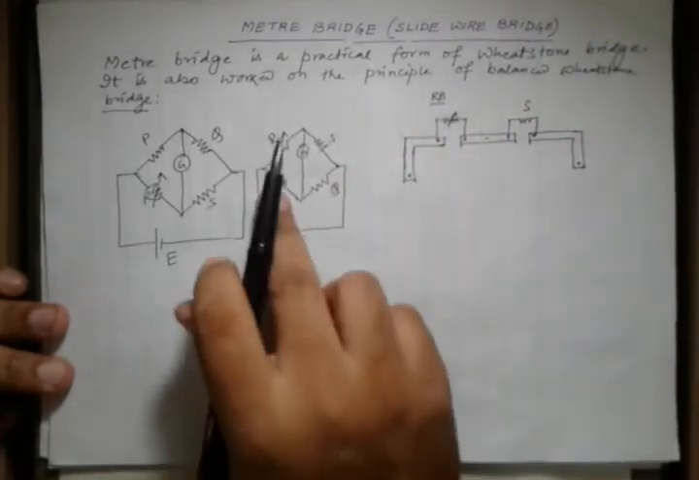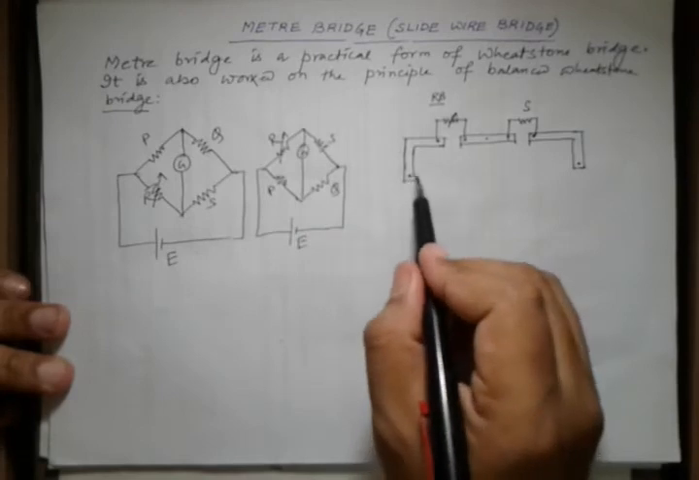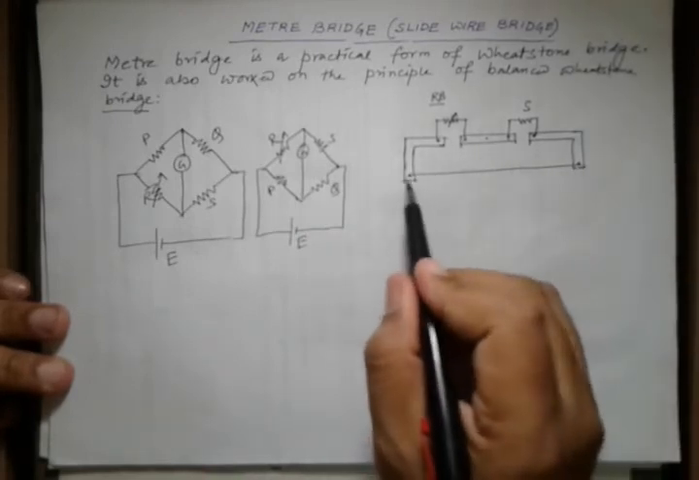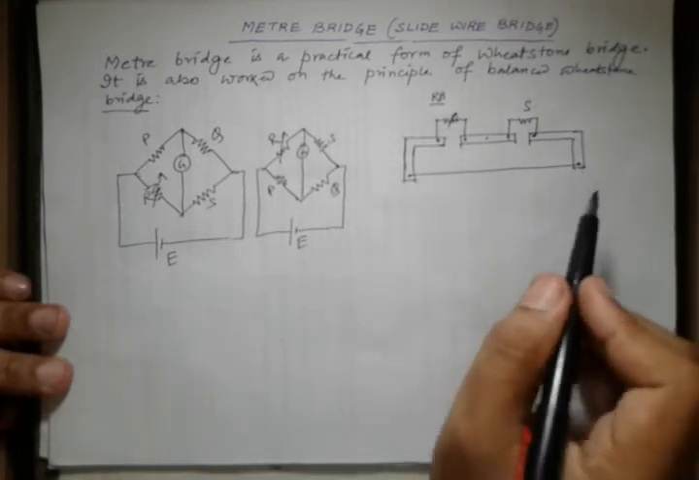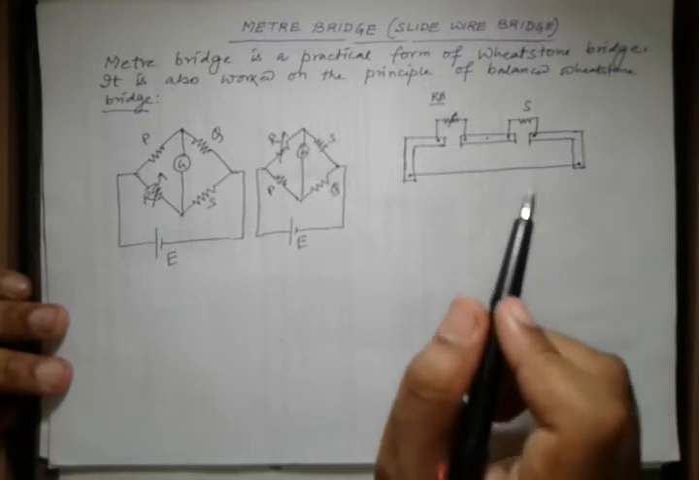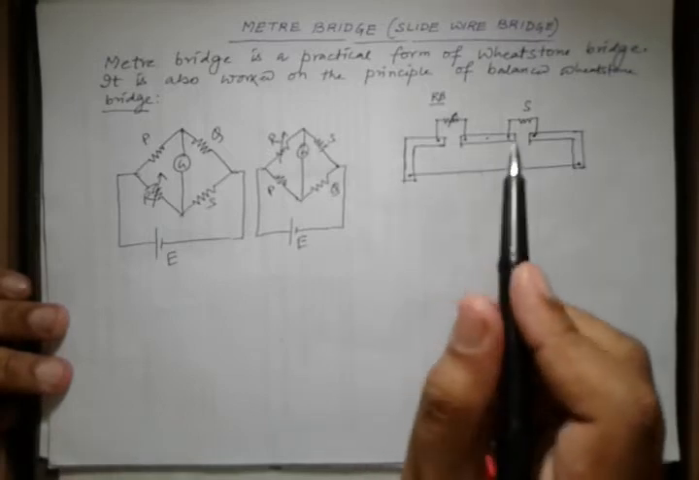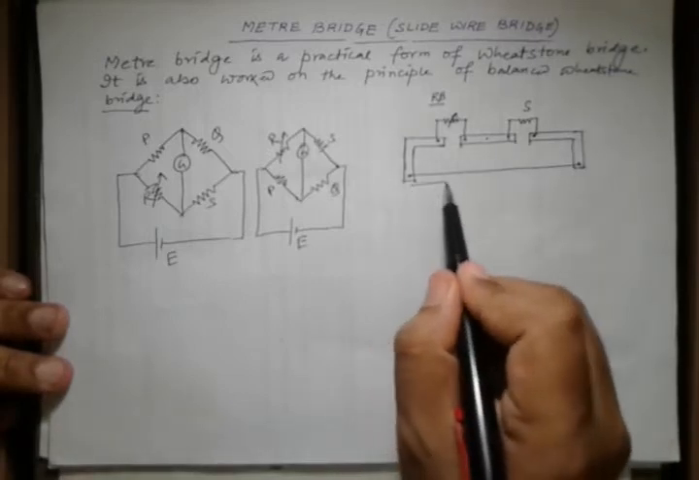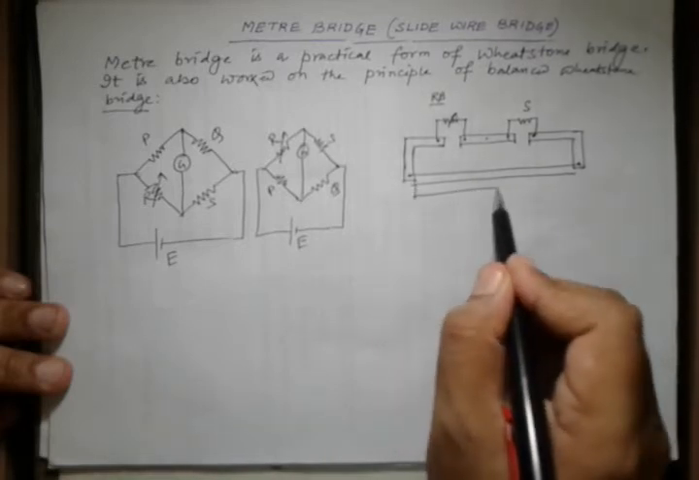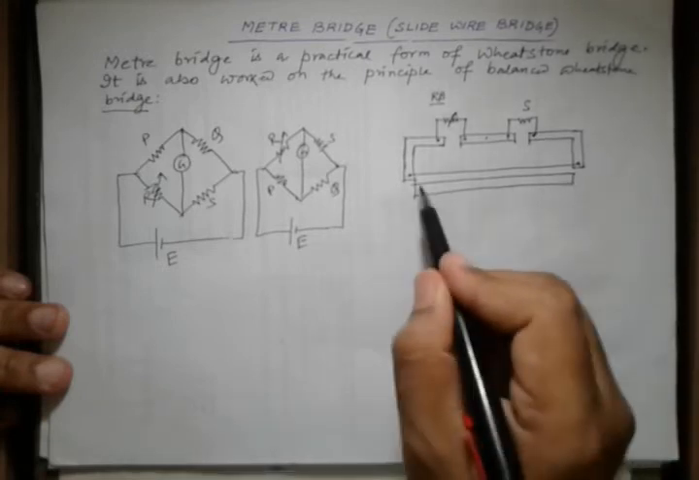Then instead of P and Q, we'll use a 1 meter long wire which is made of manganin or constantan. I'll tell you why they use manganin and constantan. There is also one scale attached here, a 1 meter scale, exactly starting from here. This is the meter scale.